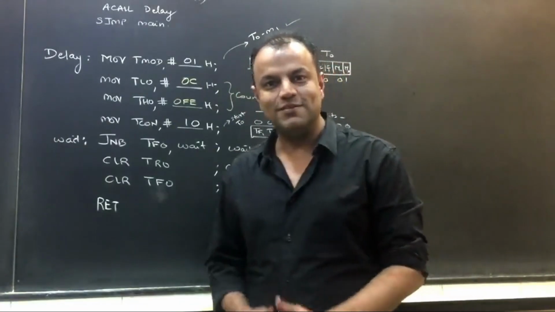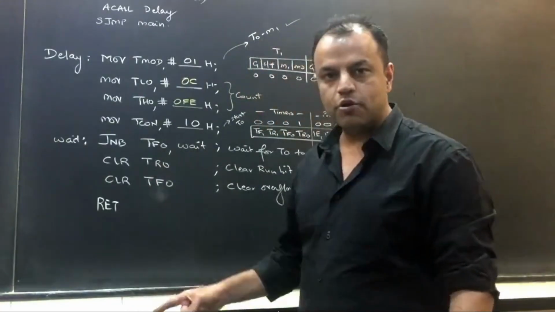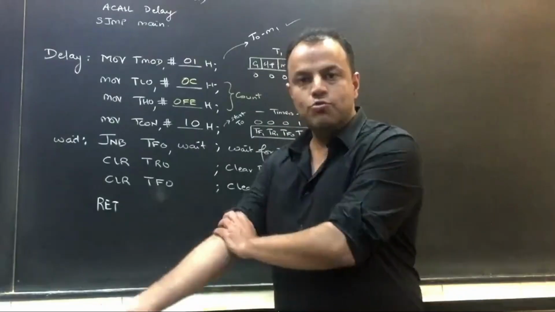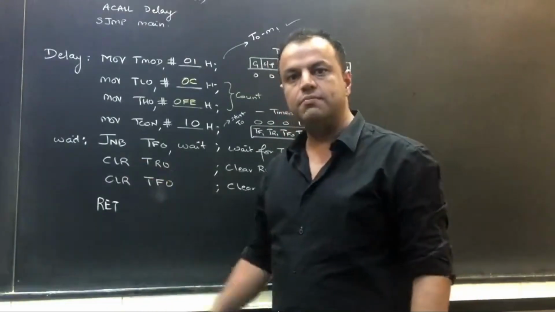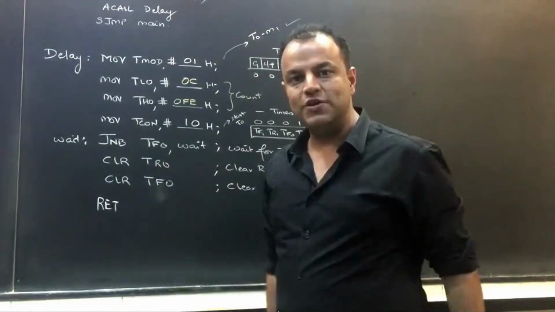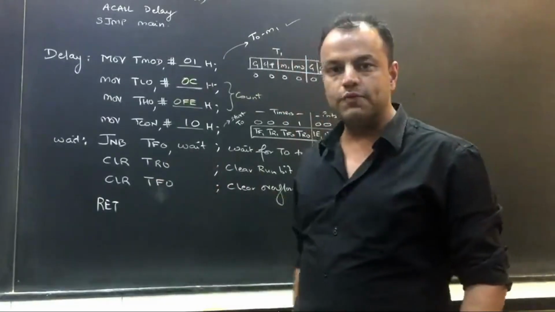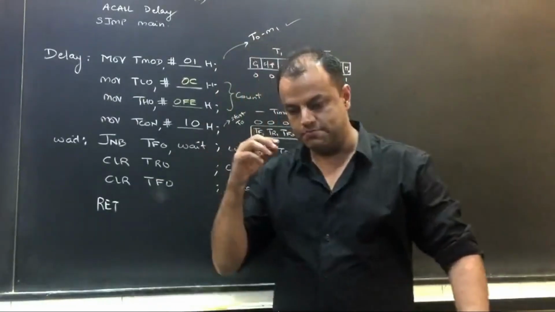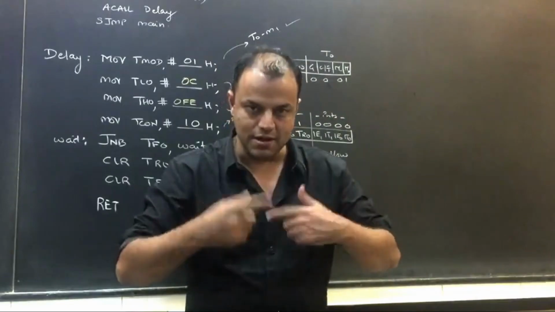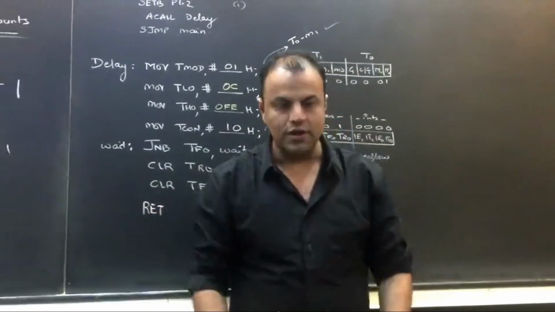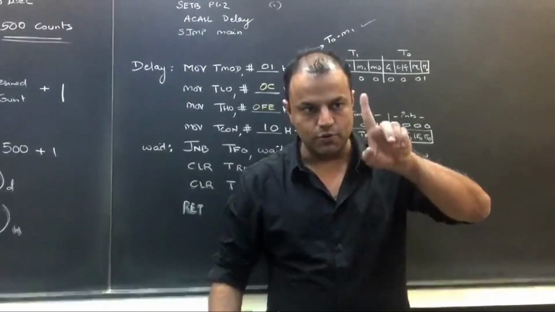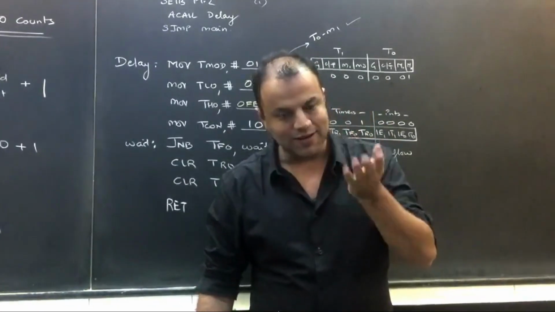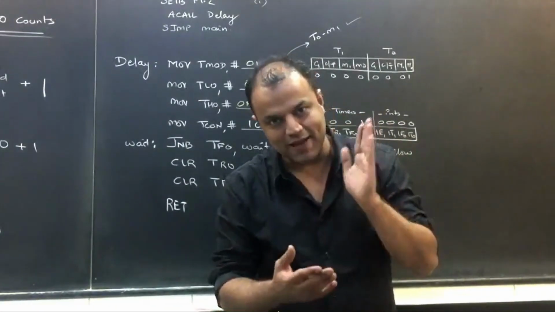Don't spoil the system just because your job is done. Clear off everything that you have made 1. You made the run bit 1. It is your job to make the run bit 0, so that the timer comes back to 0 state. Similarly, clear the overflow flag. You made the timer count. The timer counted. It has overflown. When it overflows, it makes the overflow flag 1. You have seen it. Now don't leave it. Make the flag again 0.